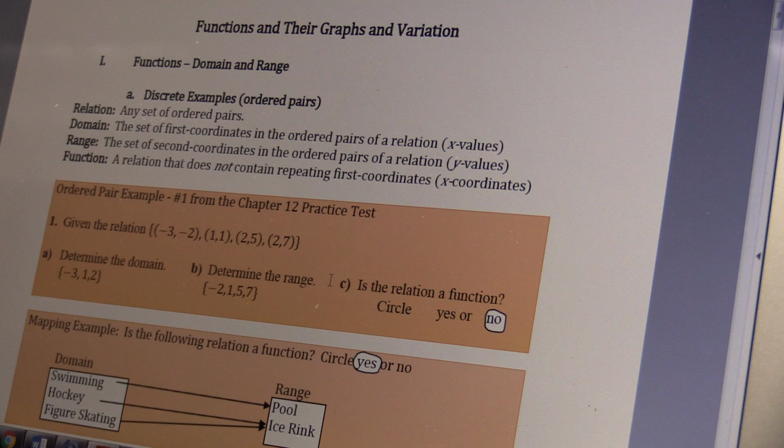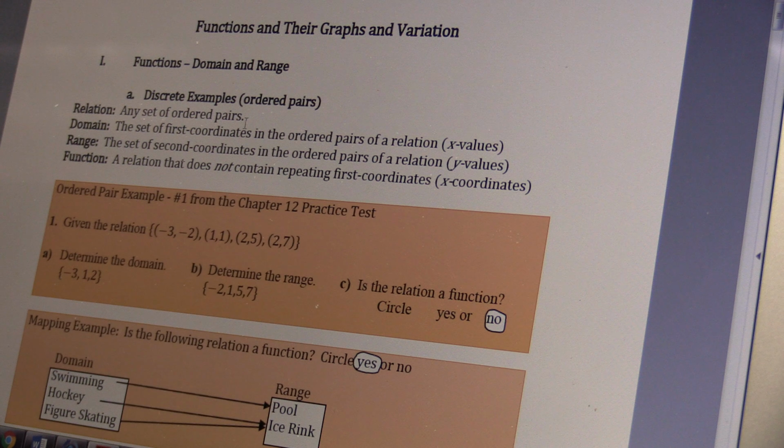So an example, some definitions need to be laid out first. When we're looking into functions, a relation is any set of ordered pairs. And just like we would think of the word relationship, it's a relationship between two variables, sets of ordered pairs. So when we define domain with these discrete examples, we talk about the set of first coordinates in the ordered pairs of the relation. Generally, we consider those the x coordinates or x values of the ordered pair.